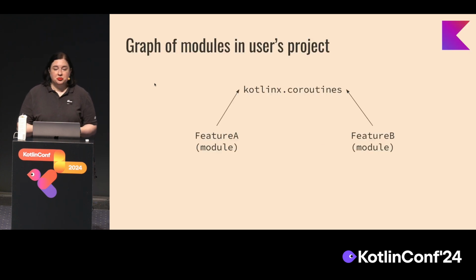So for example, if our project looks as follows, we have a feature module A and a feature module B, and they both depend on another dependency called Kotlin X coroutines. So here we could export feature A, feature B, and Kotlin X coroutines separately as Swift modules. We could also, for example, for Ktor, export Ktor core and Ktor logging into one Swift module because they're commonly used together.